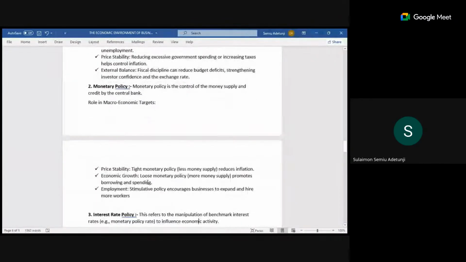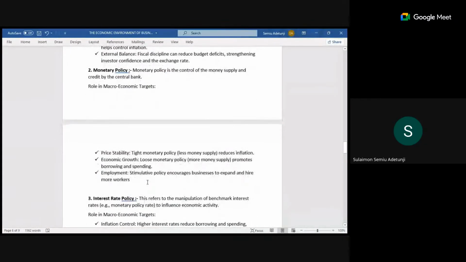Then let us look at the role in price stability: tight monetary policy. If they want to regulate the price, it's a matter of just increasing the rate at which they are giving to commercial banks. Once they increase the interest rate given to commercial banks, automatically the banks will increase the interest rates given to their customers. That means the cost of borrowing will increase and nobody will want to borrow more, so there is less money in circulation. The reverse is when they want more money in circulation, they reduce the rate. Then people will bring their money to come and invest.